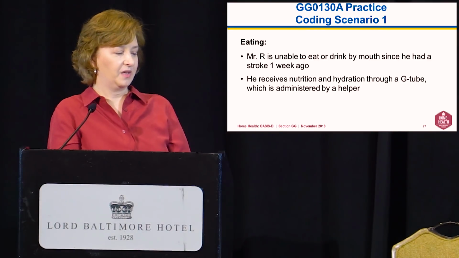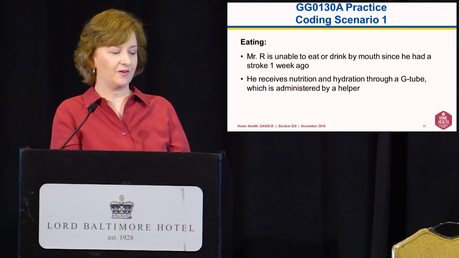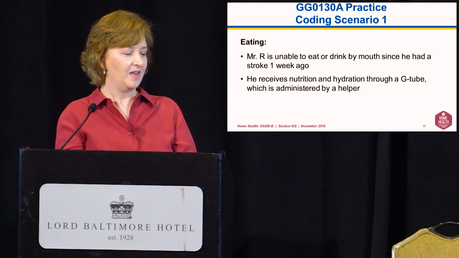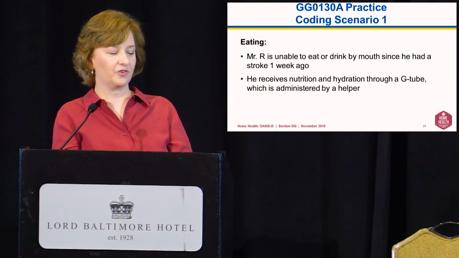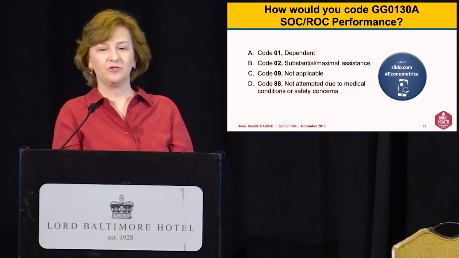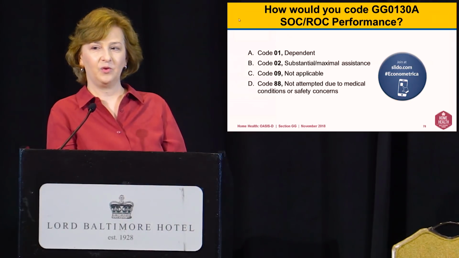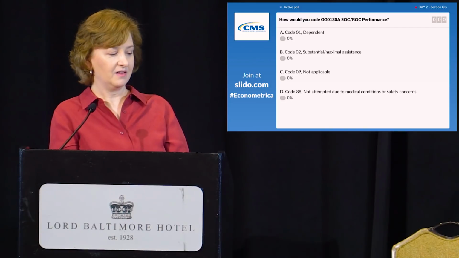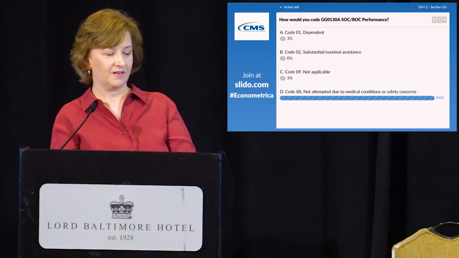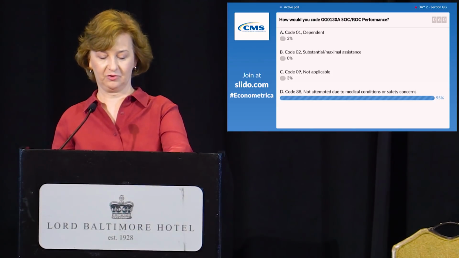So we have an example here for eating. Mr. R is unable to eat or drink by mouth since he had a stroke 1 week ago. So the important piece of information is 1 week ago. He received nutrition and hydration through a G-tube, which is administered by a helper. So how would you code eating for Mr. R? You could code A, code 1, dependent; 2, substantial assistance; 9, not applicable; 88, not attempted due to medical condition or safety concern.